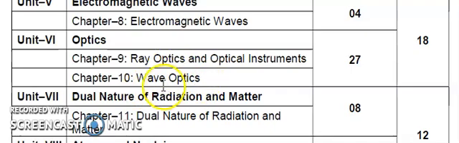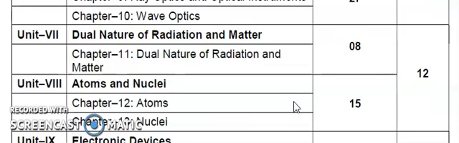Very interesting chapters are these, and very, very important from the board point of view and also from the competition point of view. So these chapters, chapters 9 and 10, are there in unit 6. Unit 5 and unit 6 are given a weightage of 18 marks.